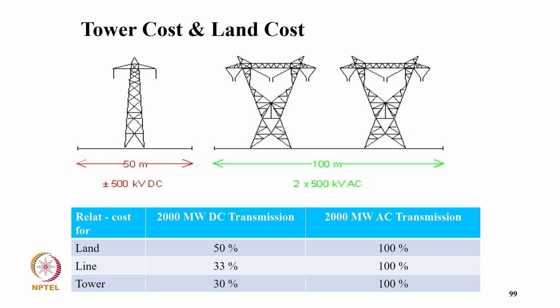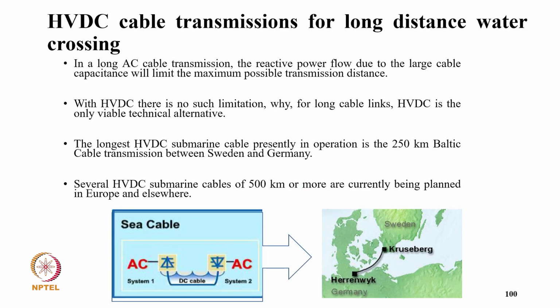And for tower cost and land, you can see a 500 kV plus-minus 500 kV DC system is about 50 meters wide, whereas a 500 kV AC system is around 100 meters wide. So the related cost for land, line, and tower for a 2000 megawatt DC transmission, compared to a 2000 megawatt AC transmission: land is required 50% compared to the AC system, line is required 33%, and the tower is required only 30%. So it looks quite economical to use the HVDC system.